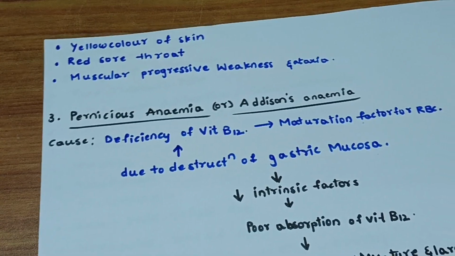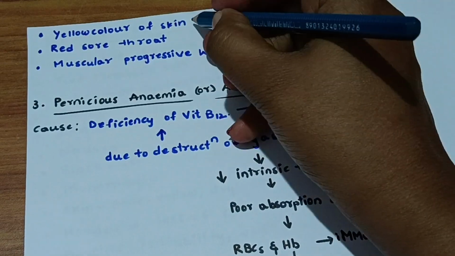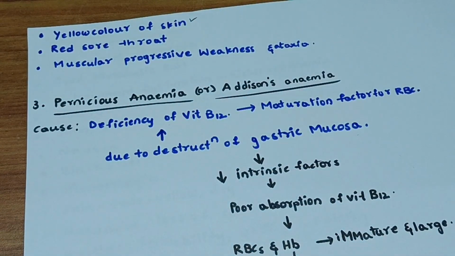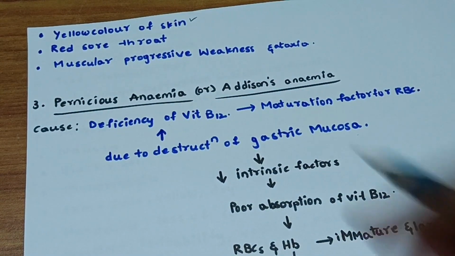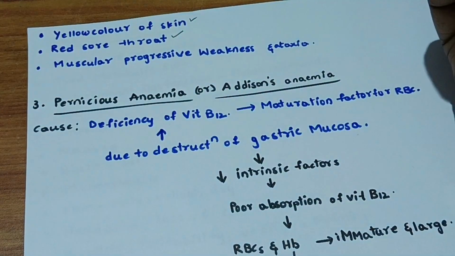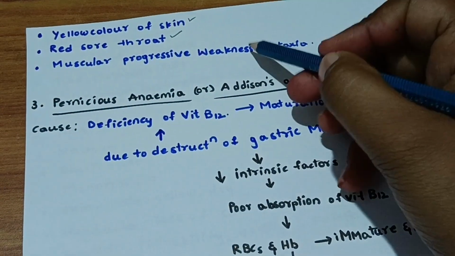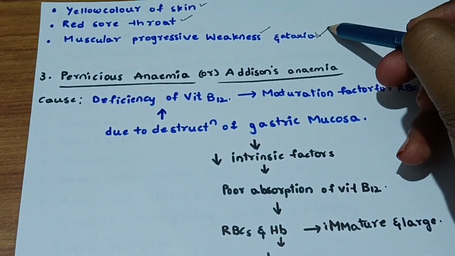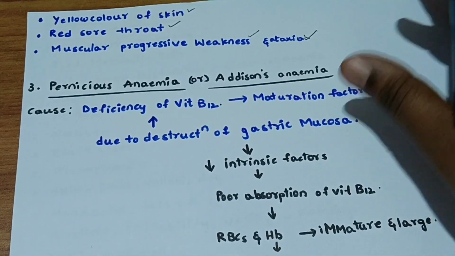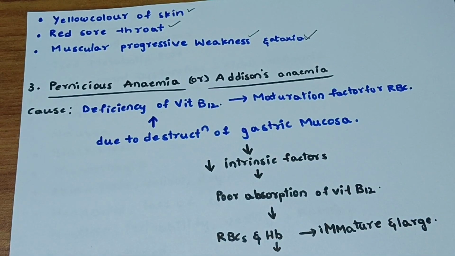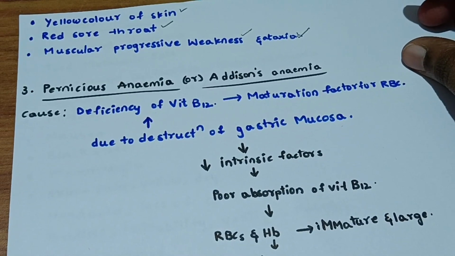So what are the symptoms? The skin becomes yellow, there is red sore throat, and muscle weakness with ataxia. Yes, the muscle weakness and ataxia. What are the symptoms? Yellow color of skin, red sore throat, progressive muscular weakness, and ataxia.